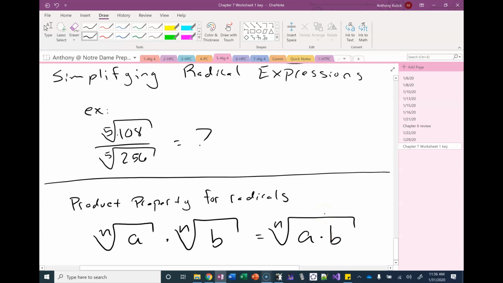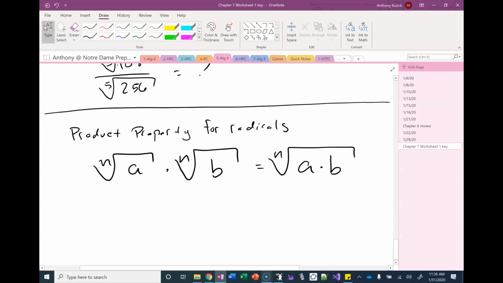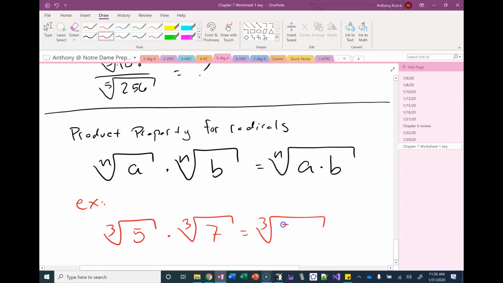So what this says is the nth root of A times the nth root of B is equal to the nth root of A times B. So for example, if I'm taking the cube root of 5 and multiplying it by the cube root of 7, I can think about that as the cube root of 5 times 7, or just the cube root of 35.